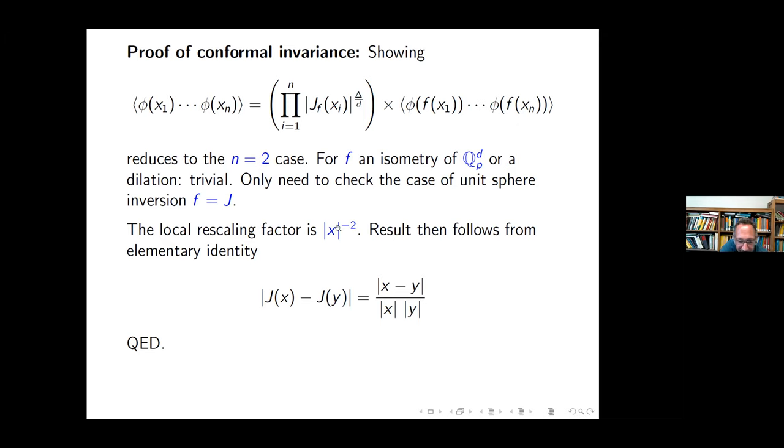And it turns out that in that case, the rescaling factor is exactly the same, but this is not the Euclidean norm, this is the ultrametric. And at the end of the day, the way you prove it is by showing this elementary identity, which is exactly the same, except that it's the hierarchical inversion and it's the hierarchical distance everywhere.